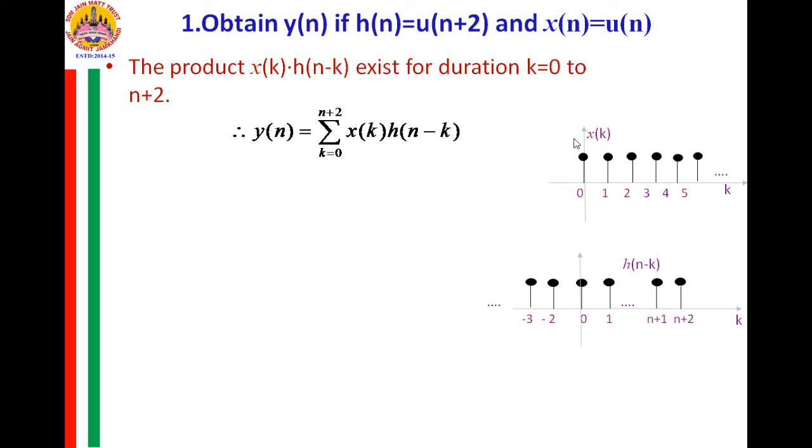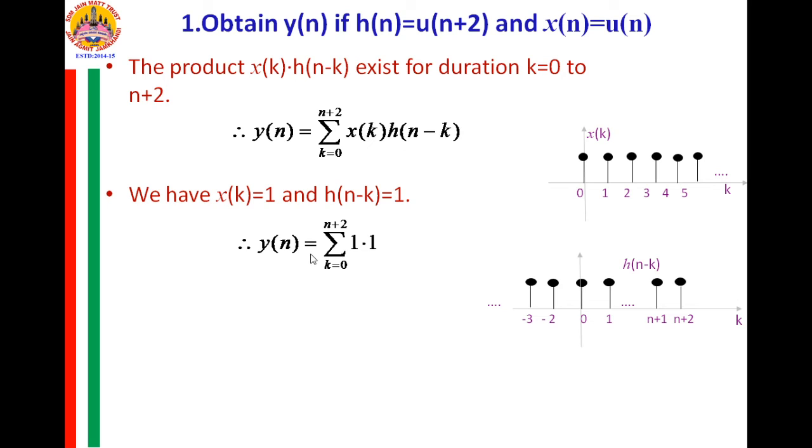Now, if you observe here, what is the amplitude of x of k? Amplitude of x of k is 1 and that of h of n minus k is also equal to 1. If I substitute these amplitudes in this expression, then y of n is equal to summation k from 0 to n plus 2, 1 into 1. Now, what is the value of this summation? 0 to n plus 2 times you add 1 plus 1 plus 1. How many times do you add? N plus 2 plus 1 times you add this value of 1. So, 1 to n plus 2, that is n plus 2 times, and this 0 time. So, overall you add this 1 n plus 3 times, therefore, y of n is equal to n plus 3.